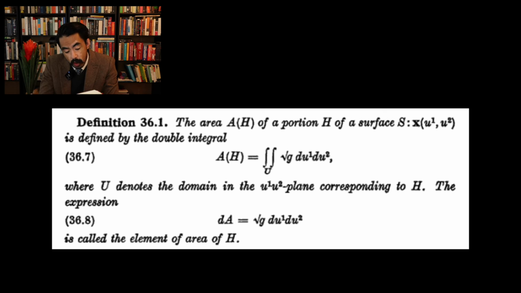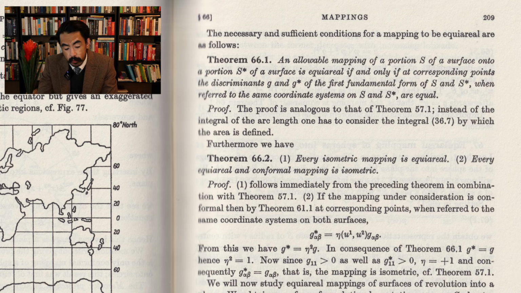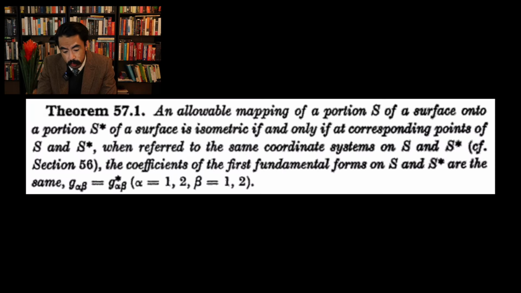We have the double integral on capital U of the integrand, the square root of G. There we have the discriminant of the first fundamental form. And the integral is du1 du2. And when referring back to this definition, we have that the integrand, square root of G du1 du2, can be denoted dA, which is then the element of area of that portion H. So referring back to the proof of theorem 57.1, that was probably 4 episodes ago now.